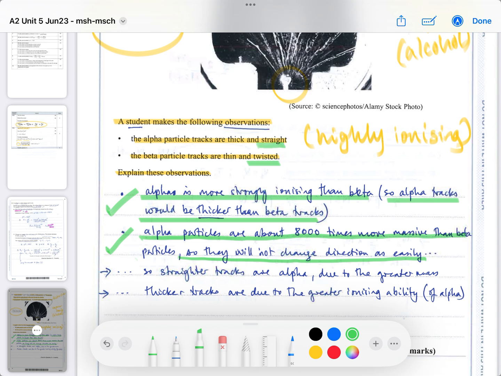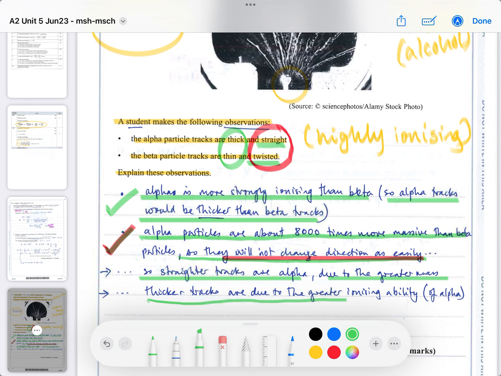Okay, so the first bit was looking at the thickness versus thinness, and the second tick, let's do this one in red, is talking about why one is straight and one is twisted, because they will not change direction as easily because they're 8,000 times more massive. Okay, go back to green. So straighter tracks are alpha due to their greater mass. So you're making the linkage between what you observe and the reason behind it. Explain. Thicker tracks are due to the greater ionizing ability of the alpha.